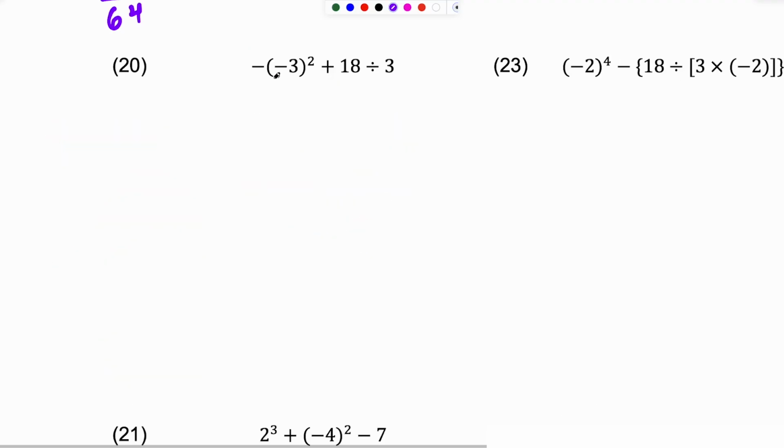Question 20, a lot of students look at those two minuses and they say, oh, two minuses make a plus. So this is going to start off as 3 squared.